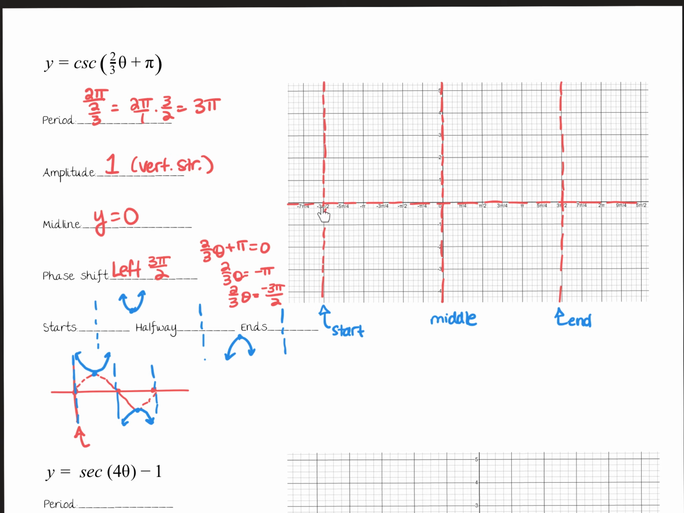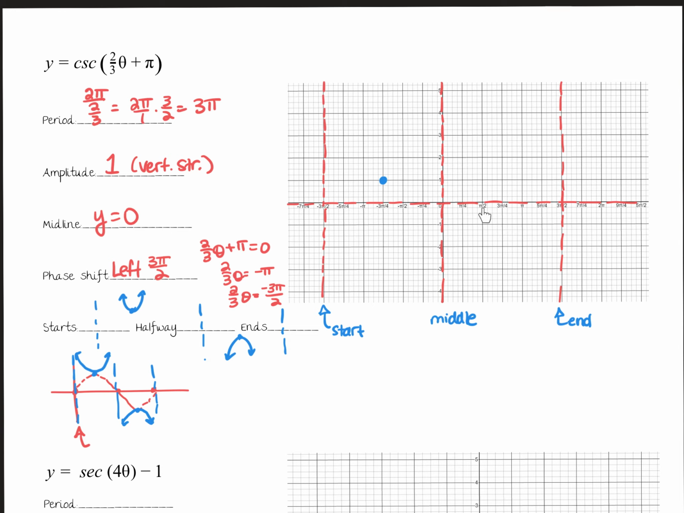So count the number of darker lines. 1, 2, 3, 4, 5, 6. Cut that in half. 1, 2, 3. So we're going to put our higher vertex point here at negative 3 pi over 4. And it only goes 1 unit above our midline. And then we're going to do the same thing over here because we need to go halfway between here and here, and it'll give us our low vertex point.